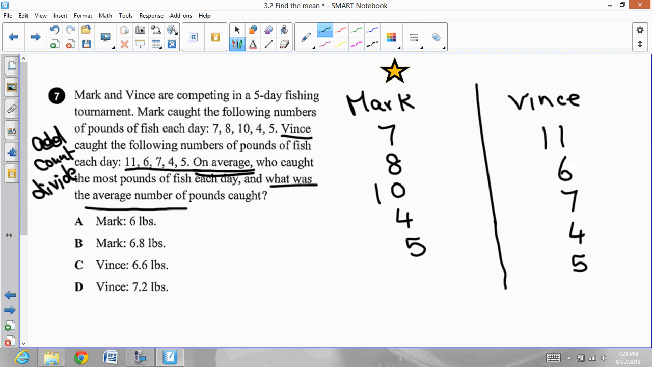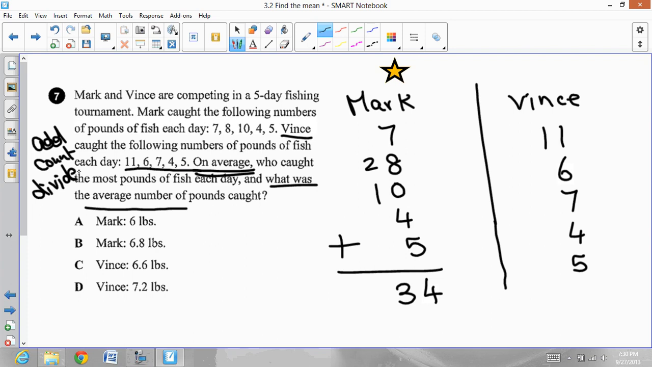So let's add the numbers for Mark. 8 plus 7 is 15. 15 plus 5 is 20. 20 plus 4 is 24. 2 is a carryover. 2 plus 1 is 3. So Mark's addition in this case came to 34.